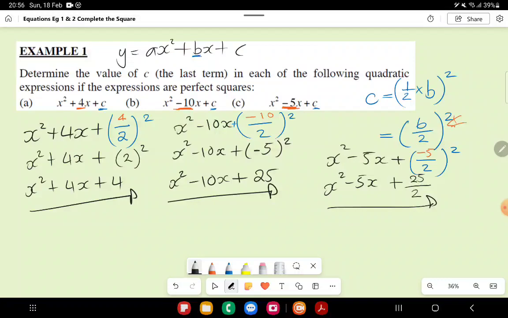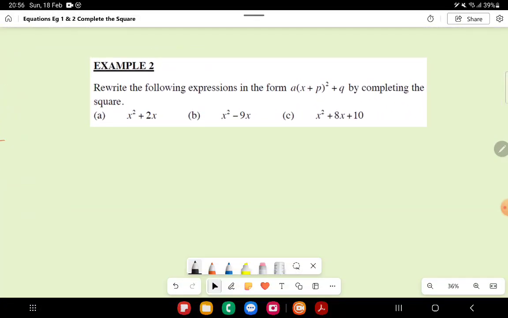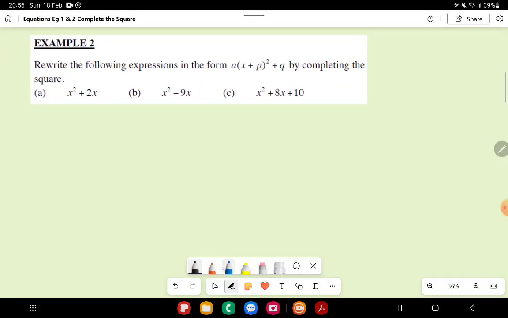So in this lesson, you have learned that c is equal to a half b squared, or c is equal to b over 2 squared. Now let's look at example 2. In example 2, we are given a new formula, and our new formula looks like this. They are saying to us over here that you can write ax squared plus bx plus c as a times (x plus p) in brackets squared plus q. So in order to do this, we are going to use the method of completing the square.